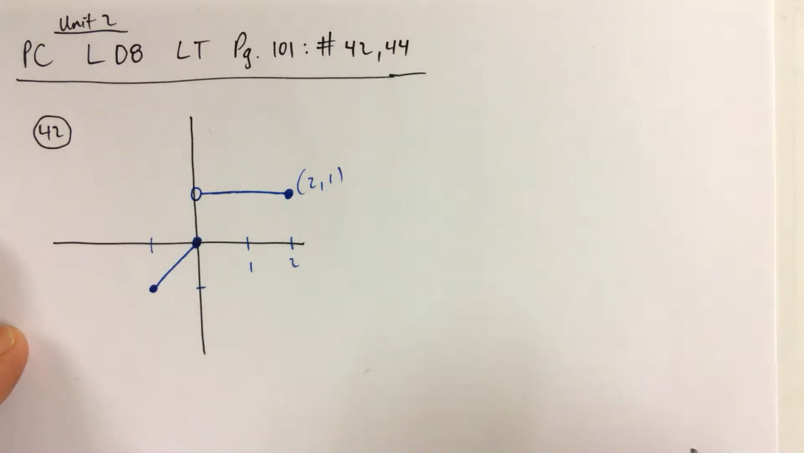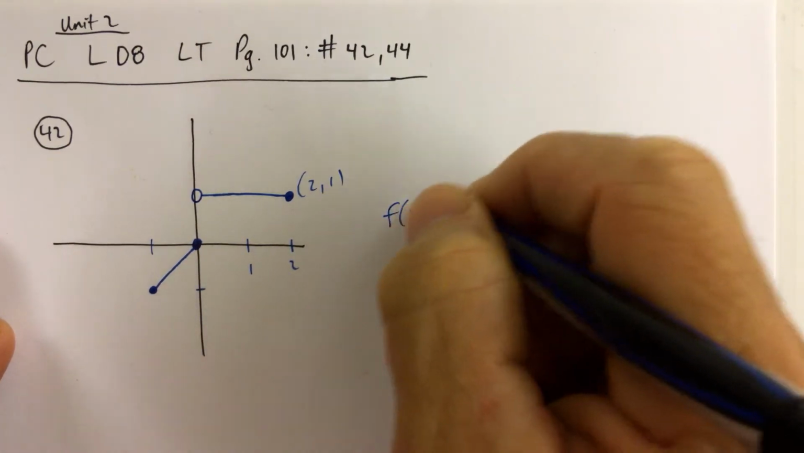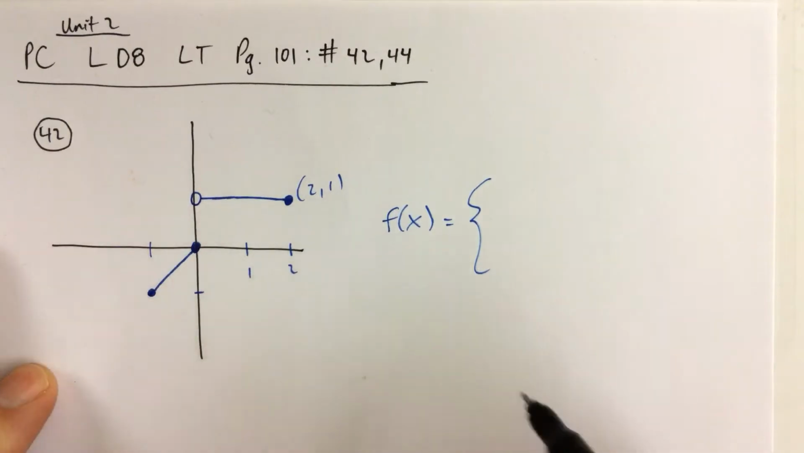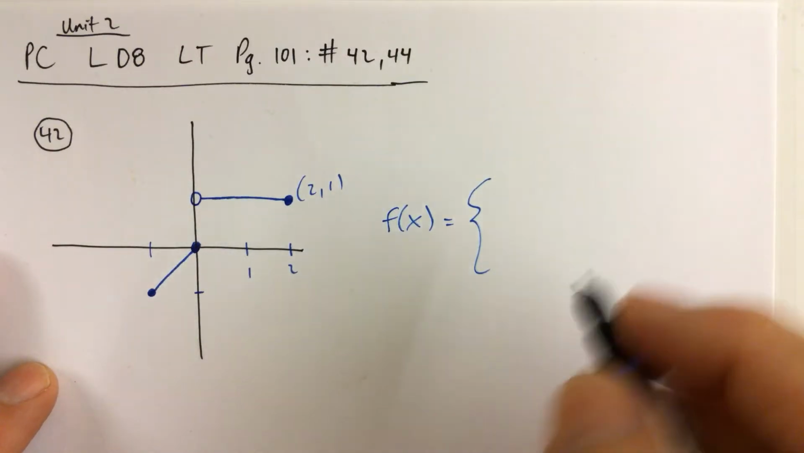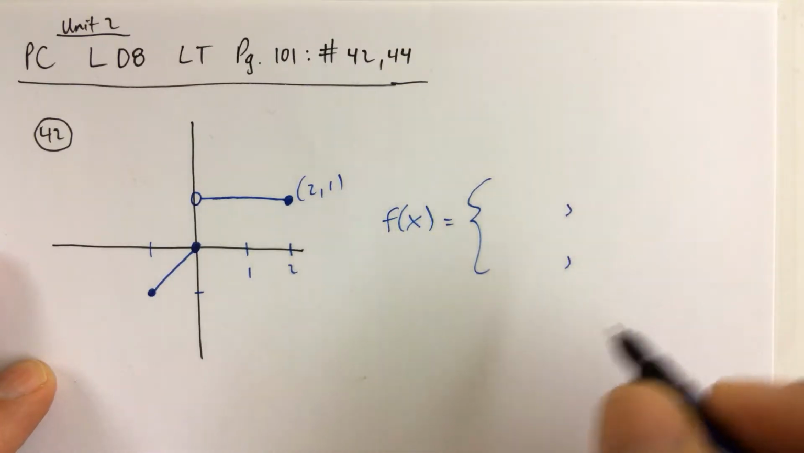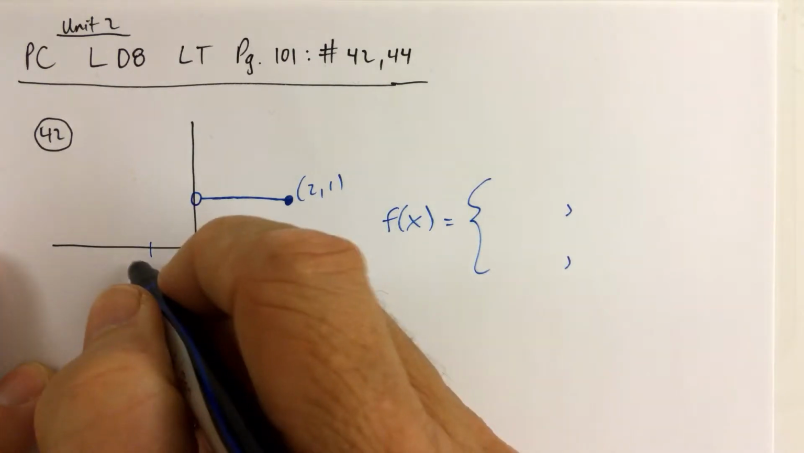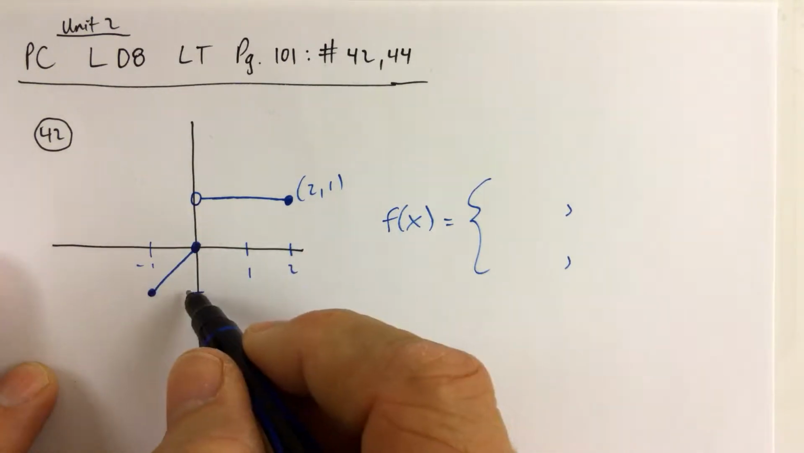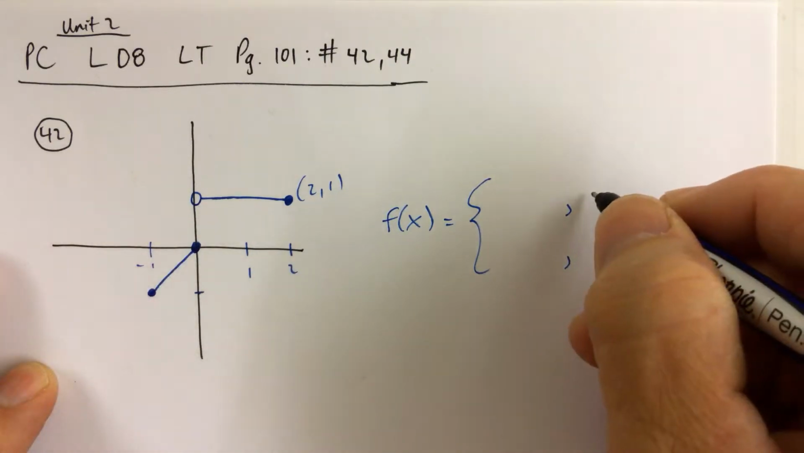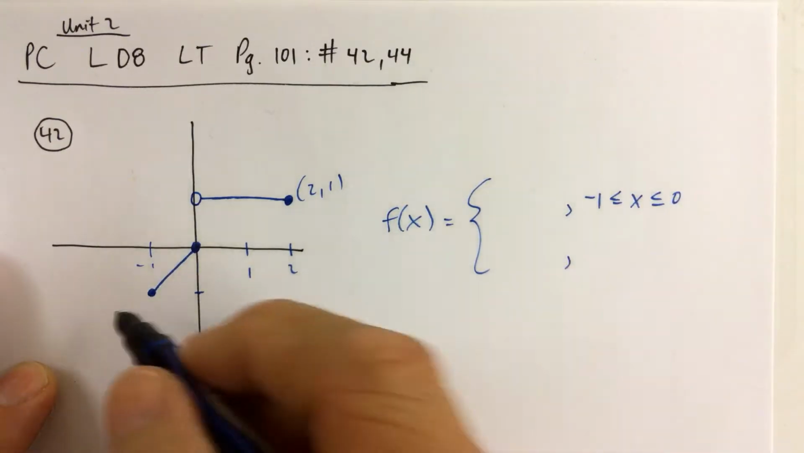For problems 42 and 44, we're supposed to be writing a piecewise function rule for the graph that's given. So the first thing we want to realize is that we've got two pieces, and when we have two pieces, we're going to have two domain restrictions. And so the first domain restriction we can see clearly would be -1 to 0. So this first piece is only defined between -1 and 0, including the endpoints.